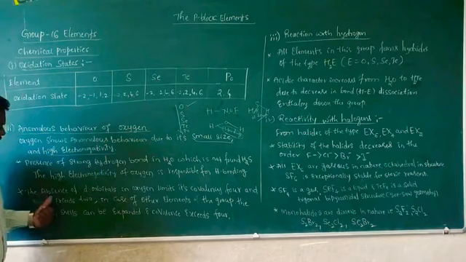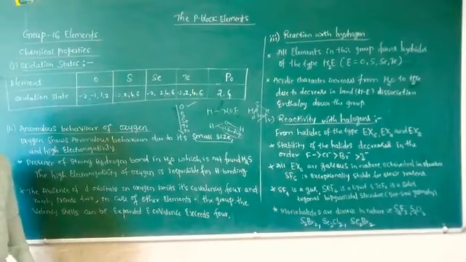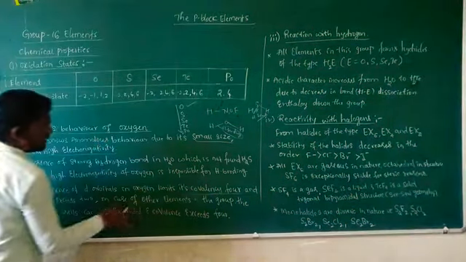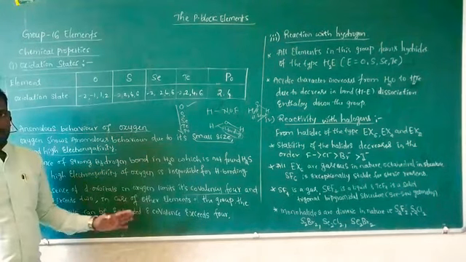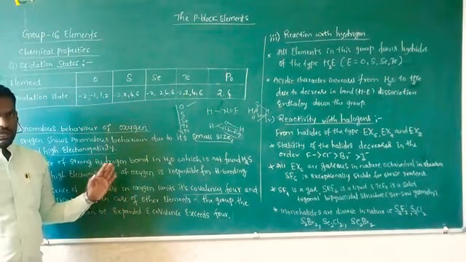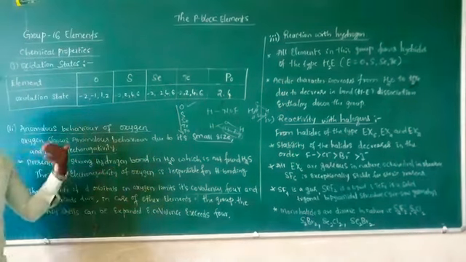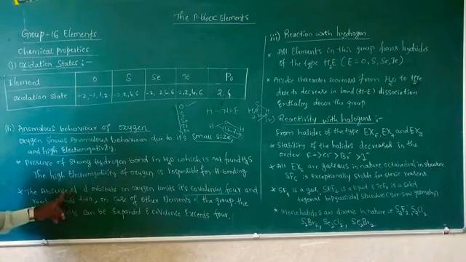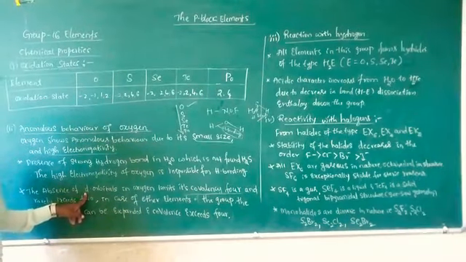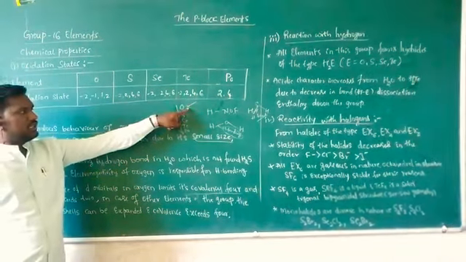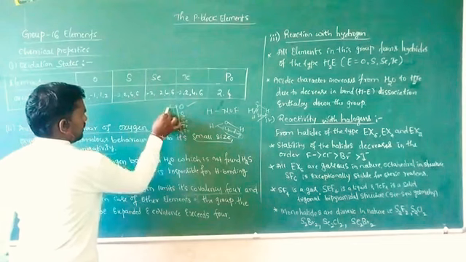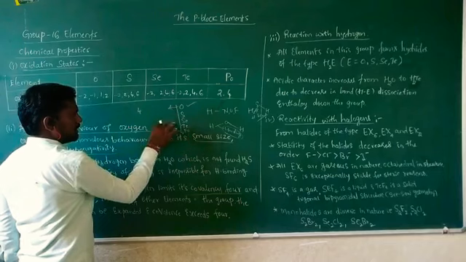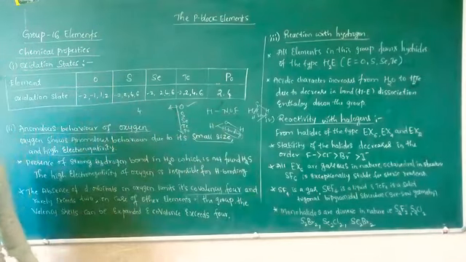Another reason is the absence of d orbitals. Absence of d orbitals in oxygen limits its covalency to 4. It cannot exceed 4, and it rarely exceeds 2, so this is one of the limitations of oxygen. The maximum covalency for oxygen is 4, whereas the other elements have the ability to expand their covalency beyond 4.